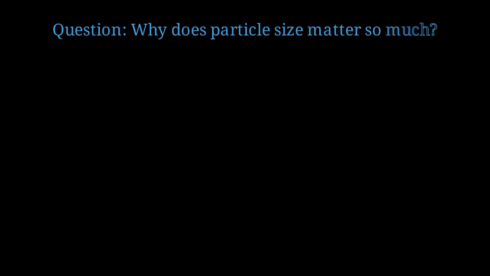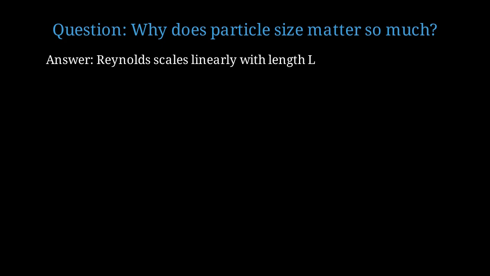Let's pause and ask ourselves a question. Why does the size of the particle matter so much for the Reynolds number? The answer is that Reynolds number scales linearly with the characteristic length. A particle 10 times smaller has a Reynolds number 10 times smaller, assuming the same velocity and fluid properties.